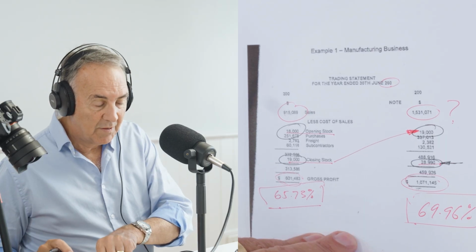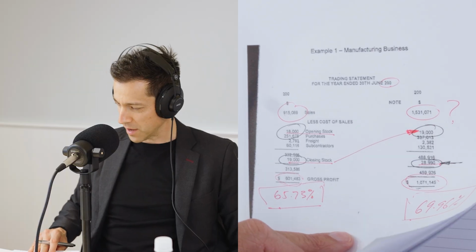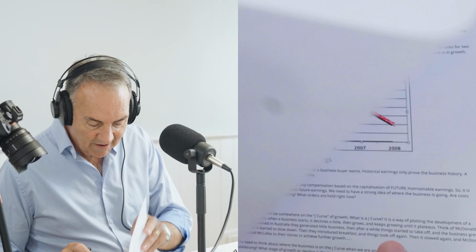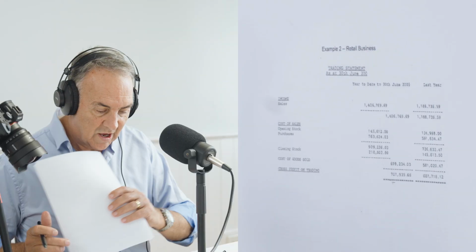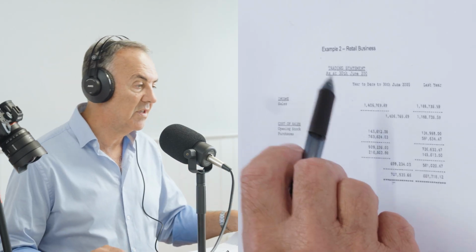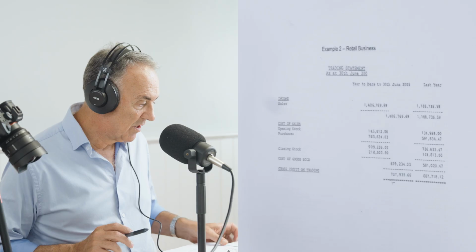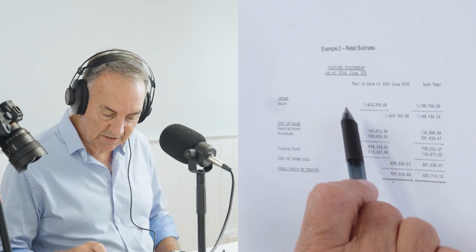Now let's just flip over a few pages. I feel like we're becoming detectives. Oh yeah, that's the fun. We're forensic accountants, Pete. So let's go to the trading statement for the retail business. It says example 2. Now remember, this is the one that goes the other way. First year on the right, second year on the left.